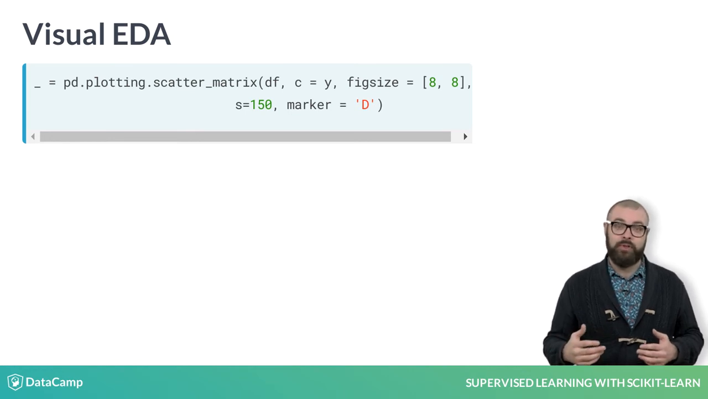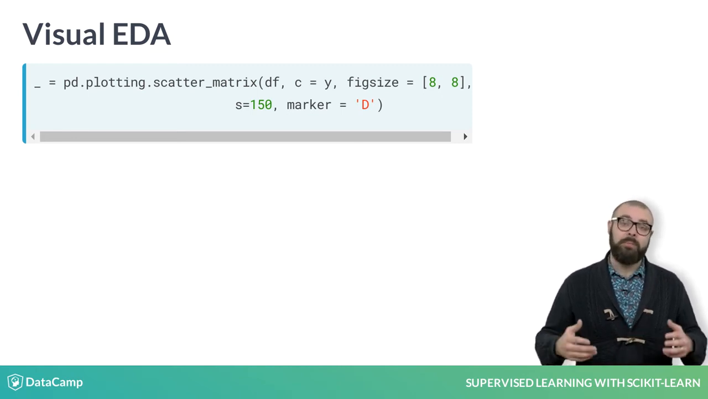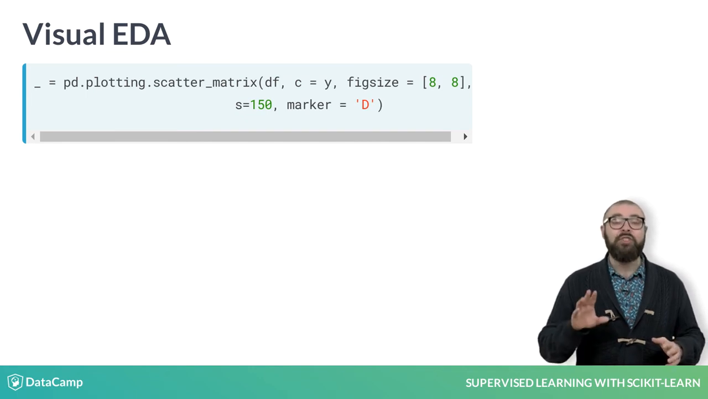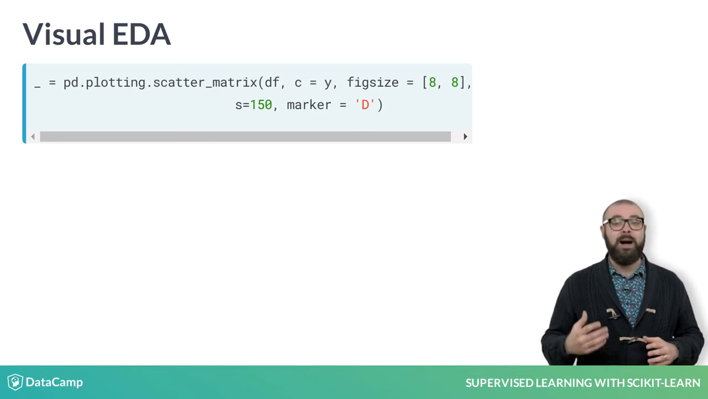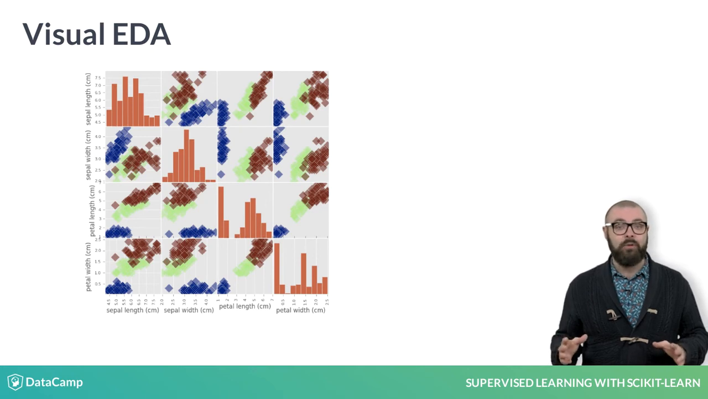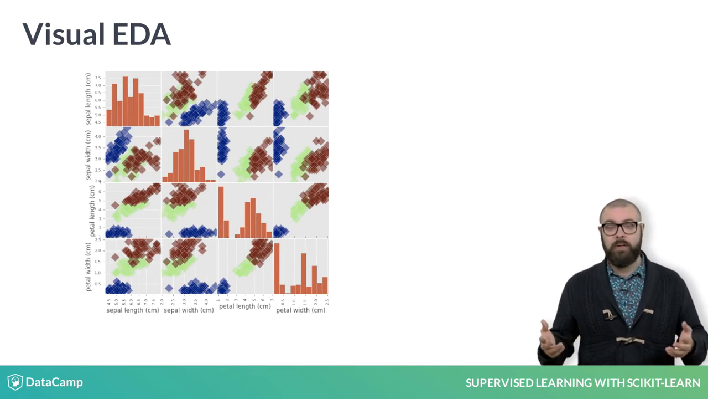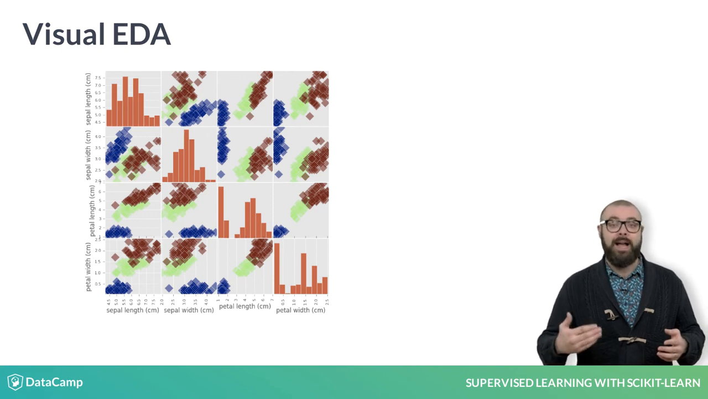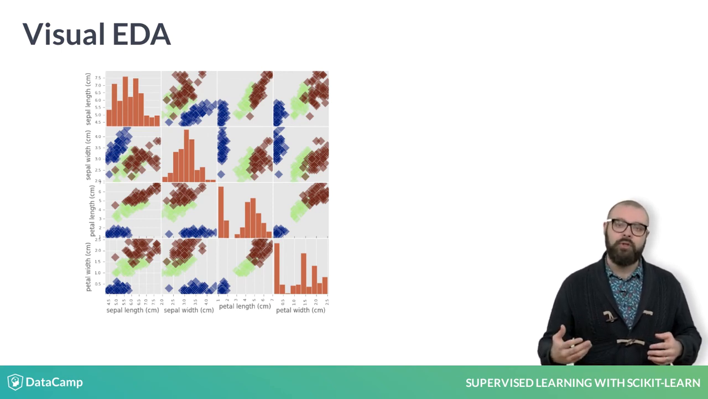We use the pandas function scatter_matrix to visualize our dataset. We pass it our data frame along with our target variable as argument to the parameter c, which stands for color, ensuring that our data points in our figure will be colored by their species. We also pass a list to figsize, which specifies the size of our figure, as well as a marker size and shape. The result is a matrix of figures, which on the diagonal are histograms of the features, corresponding to the row and column. The off-diagonal figures are scatter plots of the column feature versus row feature colored by the target variable.